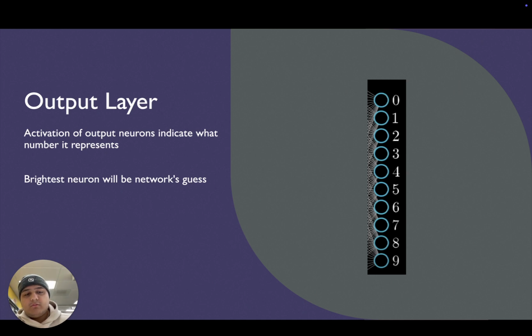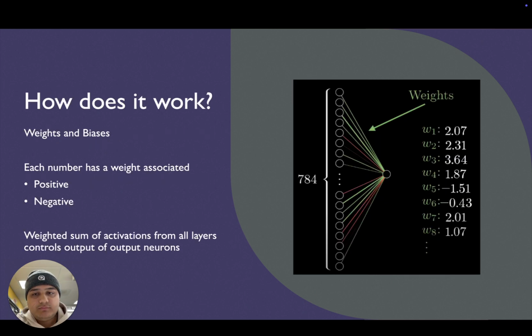This is where we have 10 neurons, and each of these 10 neurons will represent a digit from 0 to 9, the same example we're using. The activation of these output neurons tells us how much the network thinks the input image corresponds to that digit. So the brightest neuron here will be the network's guess for the digit. The network takes the input image, processes it, and arrives at a conclusion for the image's digit. So based on all the other layers, the brightest neuron will be the network's guess. So how does it actually work?